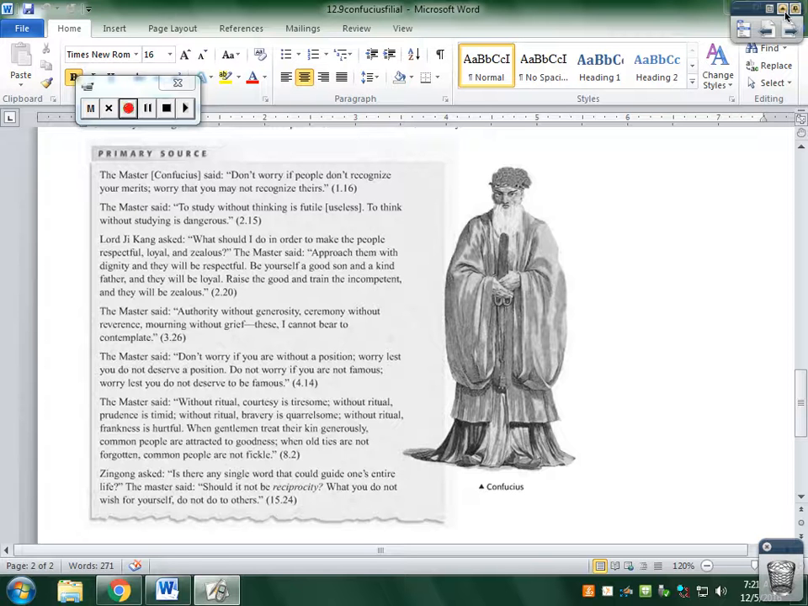So you'll be able to play this again when it's time for you to do the reading. So it says, primary source, the master, Confucius, said.